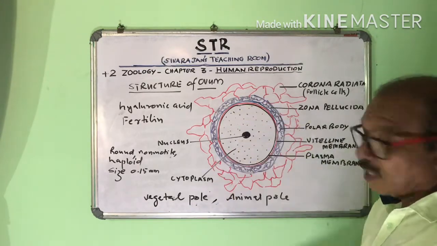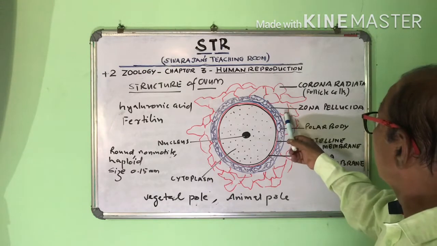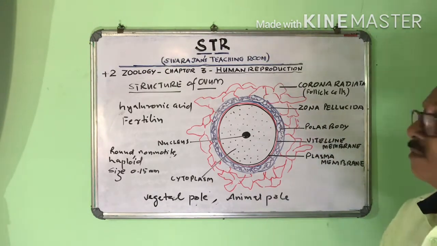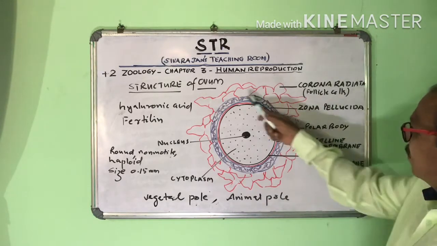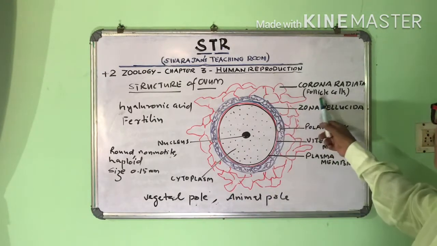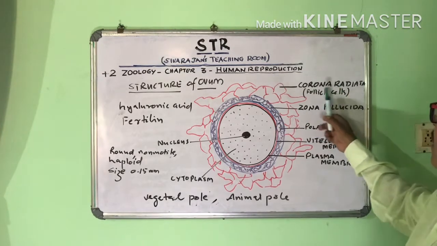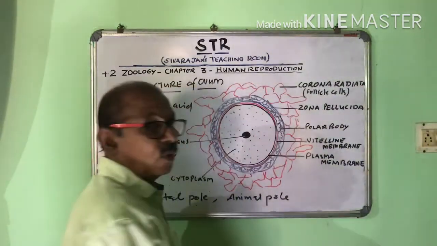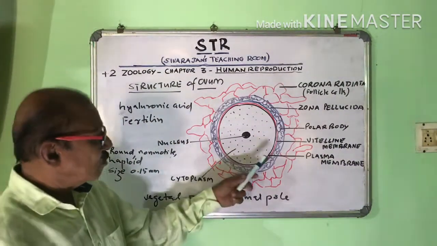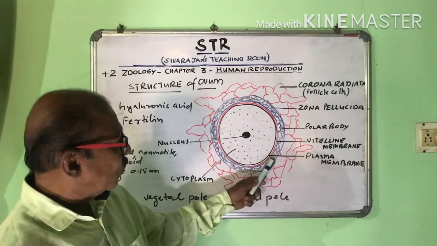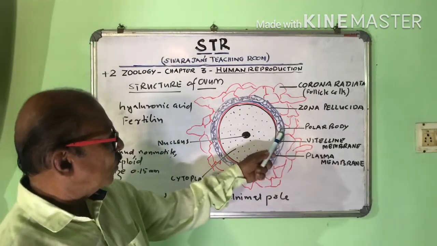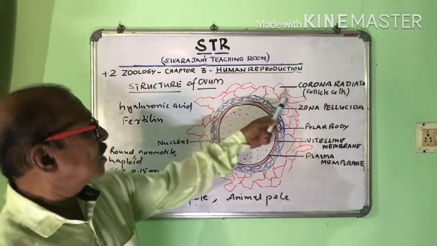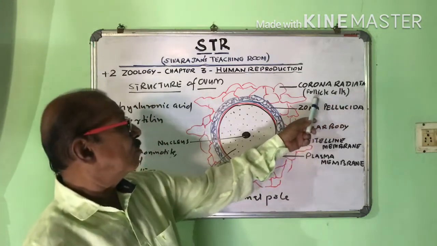It is the zona pellucida. It is a cellular layer, that means made up of many layers of cells. And outside the zona pellucida, it is covered by follicle cells, and this is called the corona radiata. So an ovum has got four coverings. The innermost one is the plasma membrane, the second is the vitelline membrane, the third is the zona pellucida, and the outermost layer is called the corona radiata. It is made up of follicle cells.